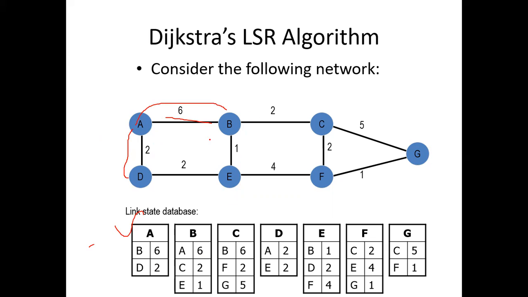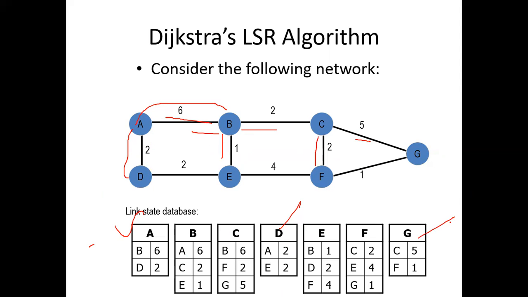Now next, the database for B. B is a center point which connects with A, E, and C. So these A, E, and C values have been updated. Similarly, C has connectivity points with B, F, and G, and that has been updated. And D has only the connectivity points with A and E, and that is also updated in the table. And E has the connectivity points with B, D, and F, and those link state details have been updated. And so on till Z, we will update all the values.